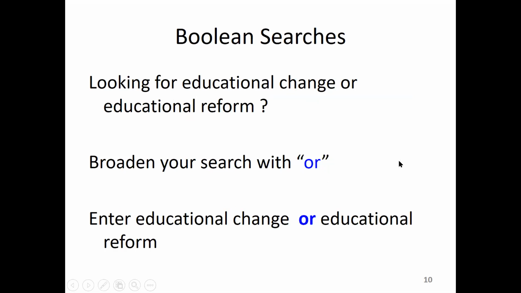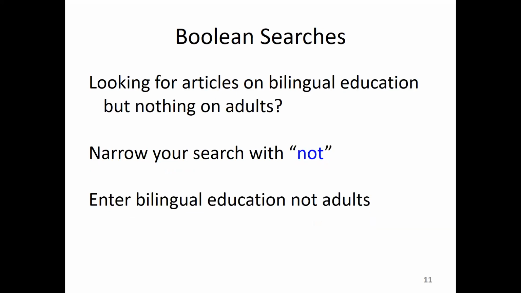If you're looking for educational change or educational reform, you can broaden your search by using the Boolean operator or. You'd enter educational change or educational reform in the search box, and this would tell the computer that if it retrieves articles with either one of those terms, you will be happy.